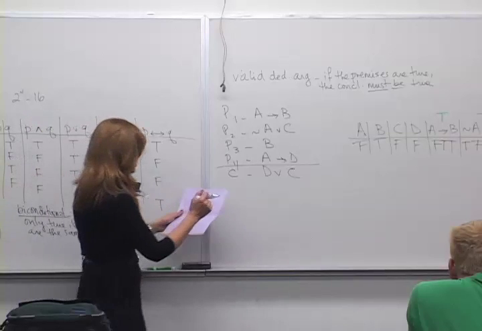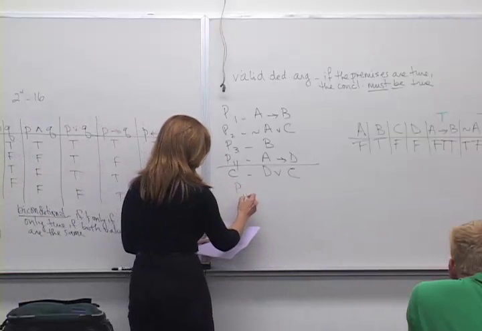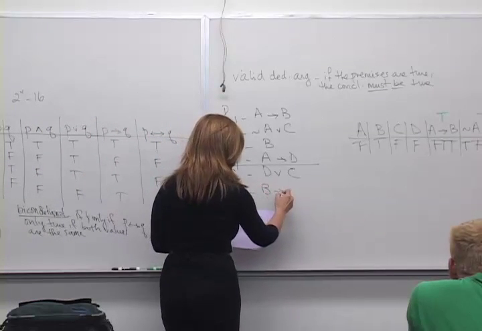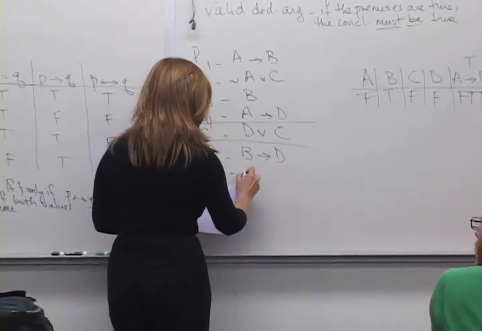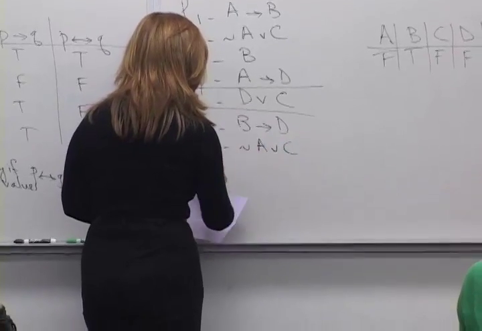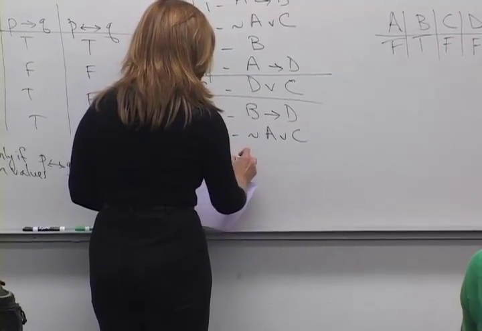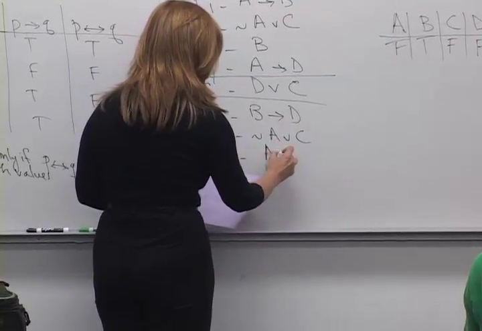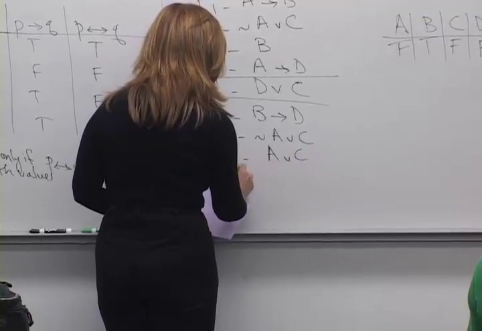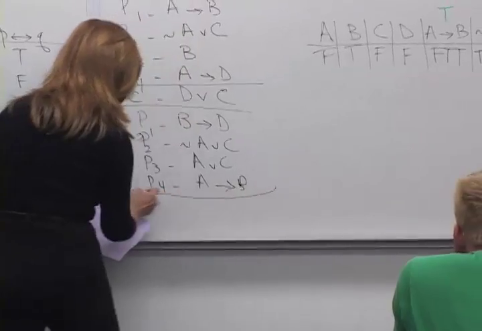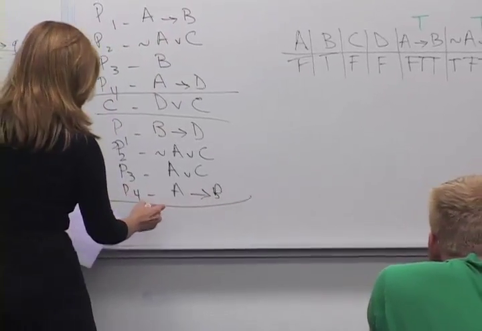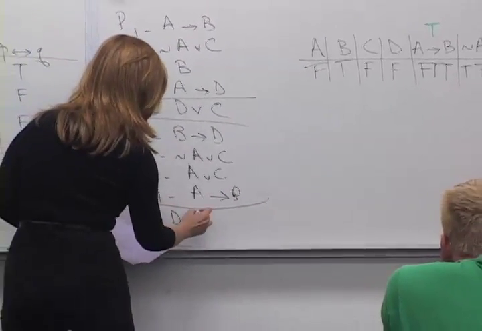Okay, now one more example of this. Premise 1, if B then D. Premise 2, not A or C. Premise 3, A or C. Premise 4, if A then B. And the conclusion, D or C.